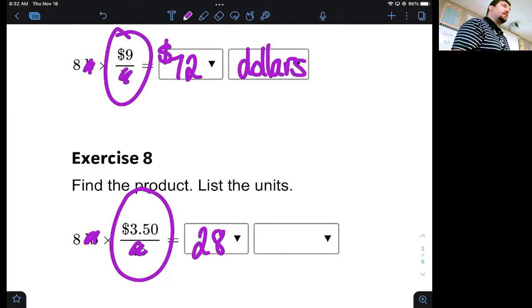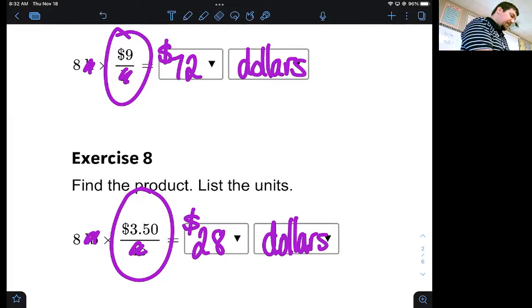$28. Yeah. So what happens is the pounds cancel out just like the hours canceled out. And so you would just say you paid $28 for that much. So you can use the unit rate. I've circled the unit rate for you. You can use that to then find the price of whatever it is you're buying, how much you're buying.